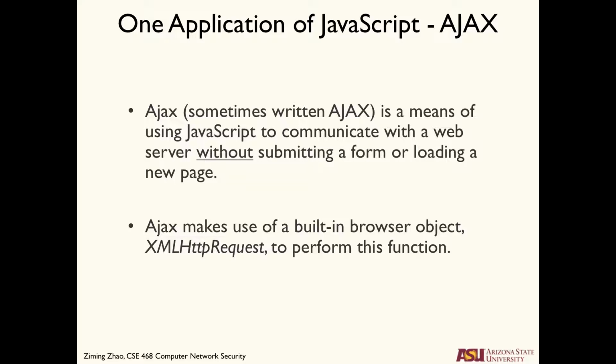So AJAX is a means of using JavaScript to communicate with the web server without submitting a form or loading a new page. Usually it uses a built-in browser object called XMLHttpRequest. Actually, the technology was invented by Microsoft, so it was introduced in IE first. IE used a different object, but all other browsers like Chrome or Firefox all use this object.